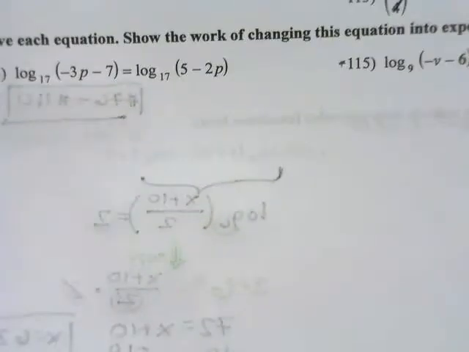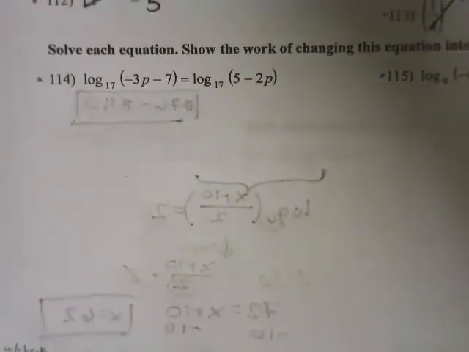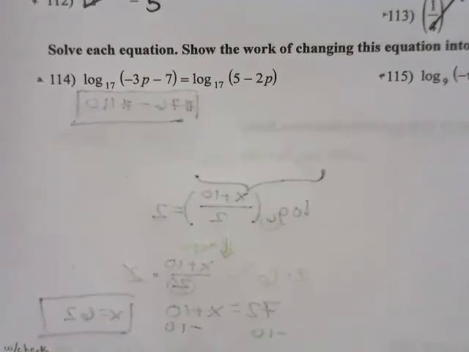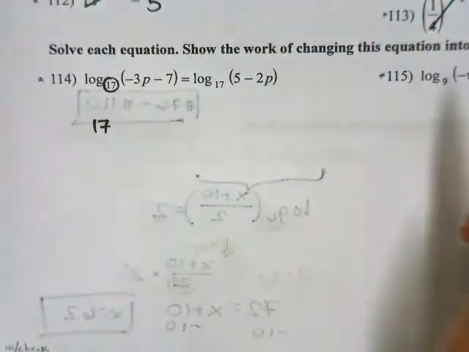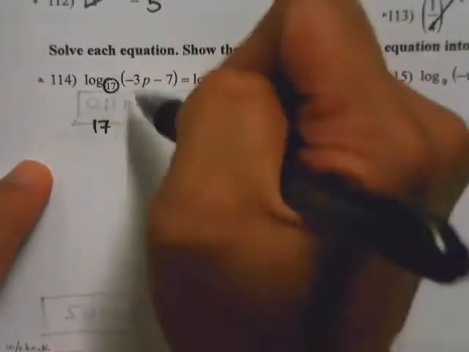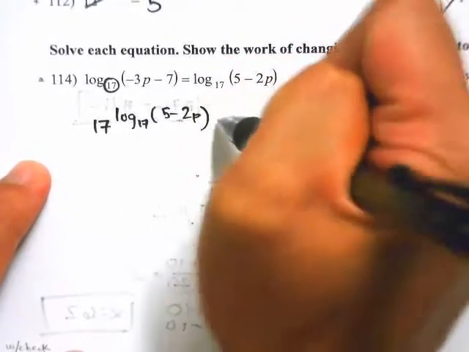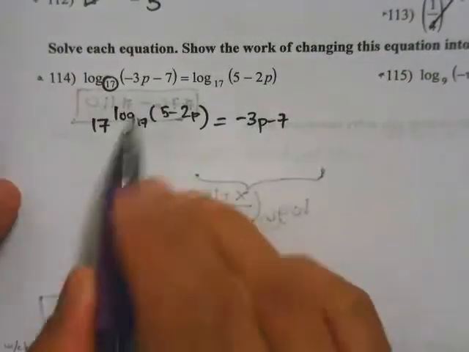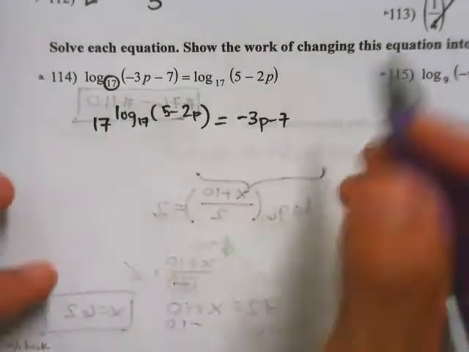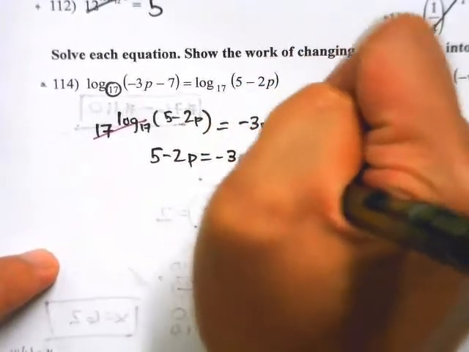I'll show you why that is, because I'll show you how to set up 114, but really there's a small shortcut to this. You do want to change this into exponential form because they're both right now logs. So you can take 17 to the exponent log of base 17, 5 minus 2p, which is equal to your argument, negative 3p minus 7. Since you have 17 to the log of base 17, they undo each other. And now you just have 5 minus 2p is equal to negative 3p minus 7.